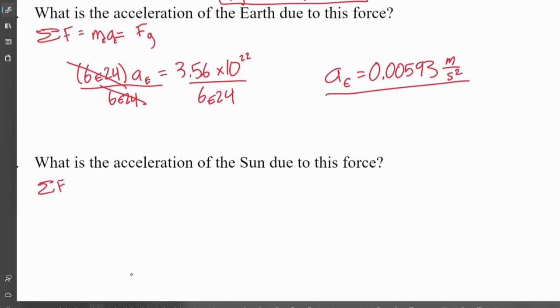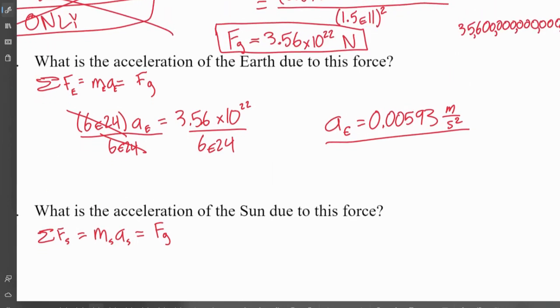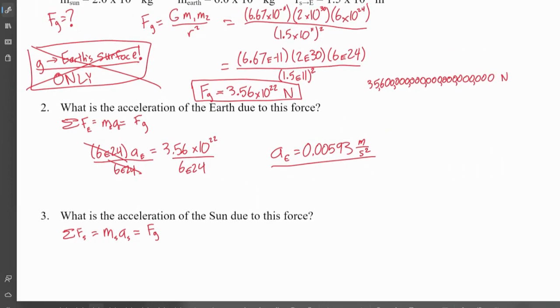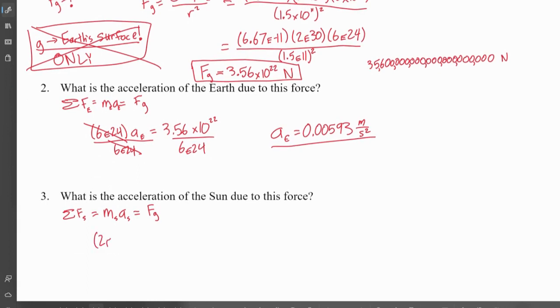This will be the sum of the forces acting on the sun. In the previous problem, it was the Earth. That's going to equal mass times acceleration of the sun, which is just Newton's third law. If the sun exerts a gravitational force on the Earth, then the Earth exerts a gravitational force on the sun. So it's going to be the same exact force. With the mass of the sun, we were given 2 times 10 to the 30th kilograms.